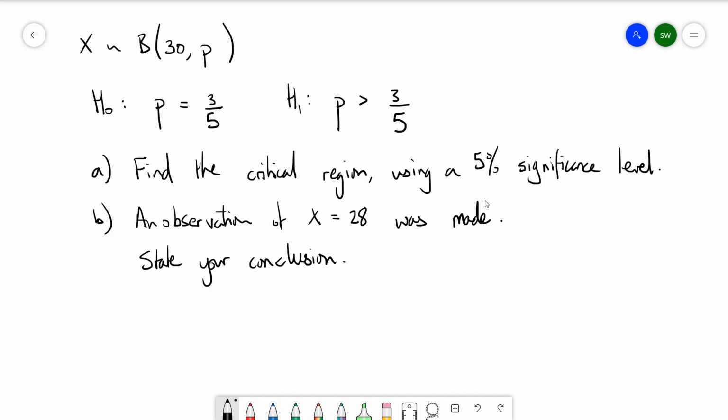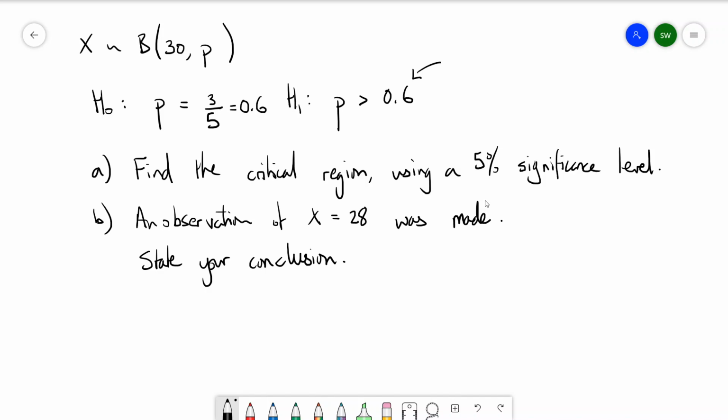The aim of this video is to give you a step-by-step method for finding a right tail critical region and then making a conclusion. So in this question we've got x, which is binomially distributed with 30 trials, and p is the probability of success. So our null hypothesis is that p is equal to 3/5. I'm going to use decimals actually, so 0.6. And our alternative hypothesis, so we think that the probability is actually more than 0.6.